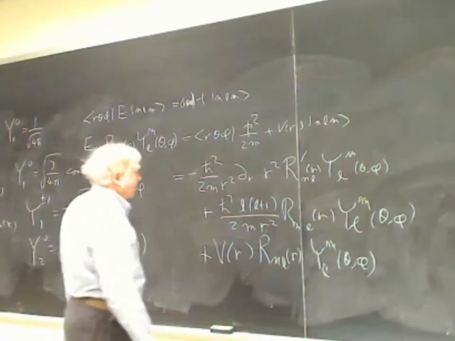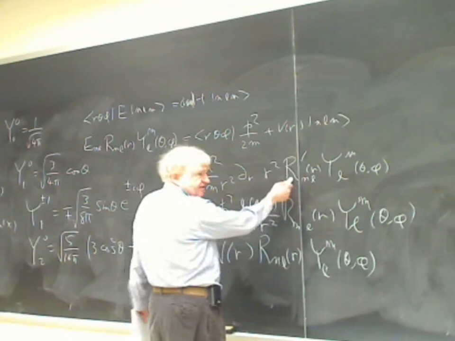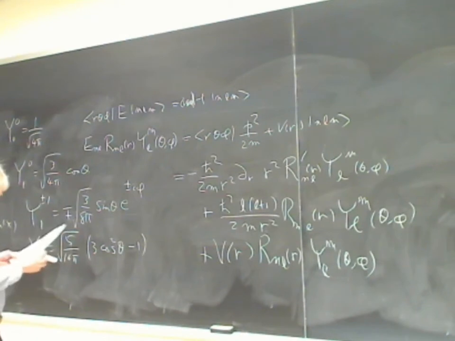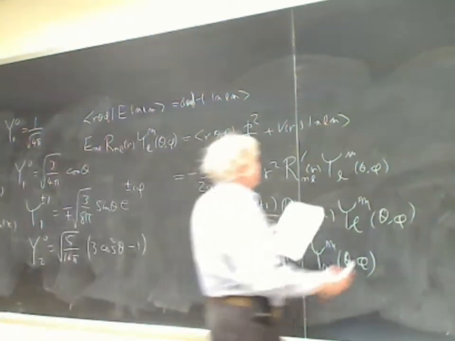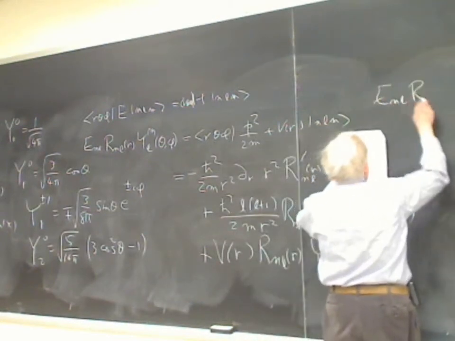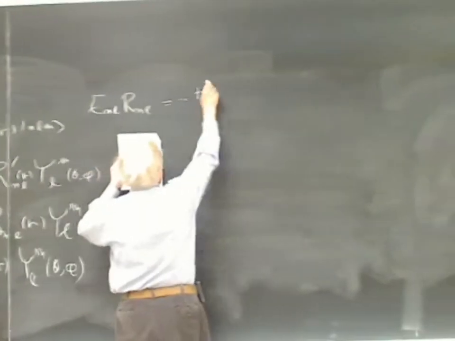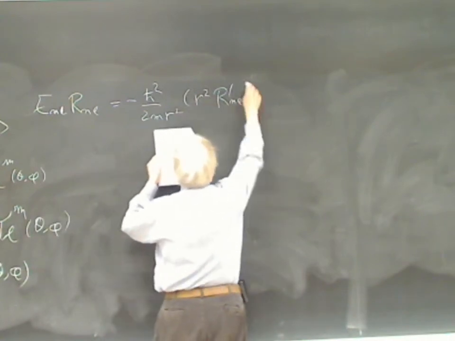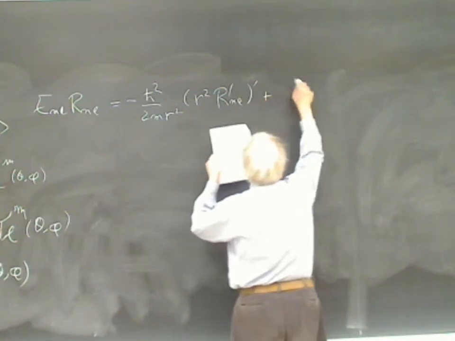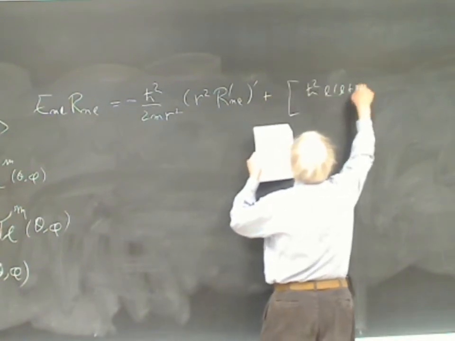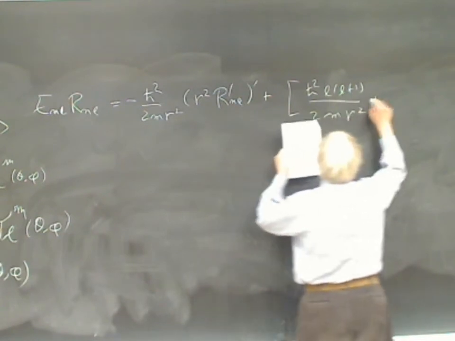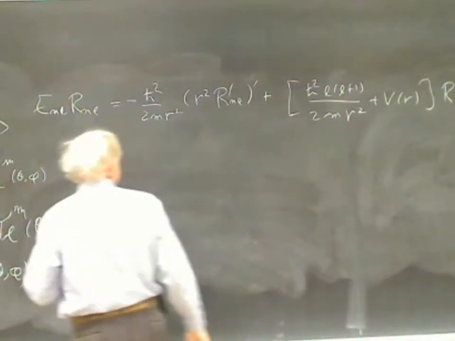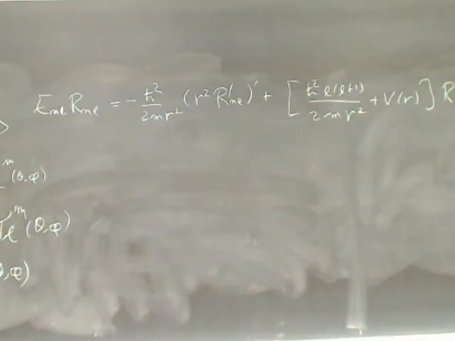What you notice here is this R prime just means derivative of R_nl with respect to r. Y_lm is then a common factor, and you can cancel it. So the equation you get is E_nl R_nl is minus h bar squared over 2m r squared, d by dr of r squared R_nl prime, plus h bar squared l(l plus 1) over 2m r squared plus V of r, times R_nl. So that's the equation. This is a second order ordinary differential equation.